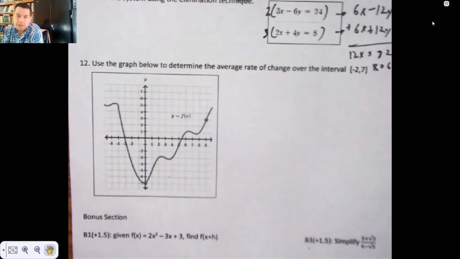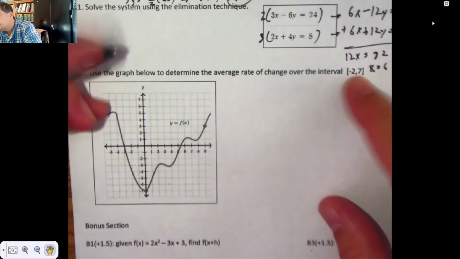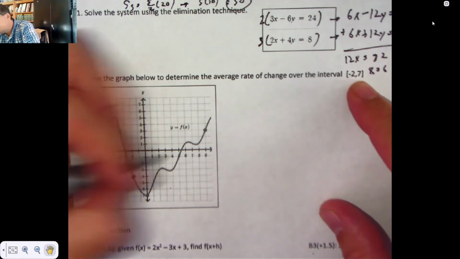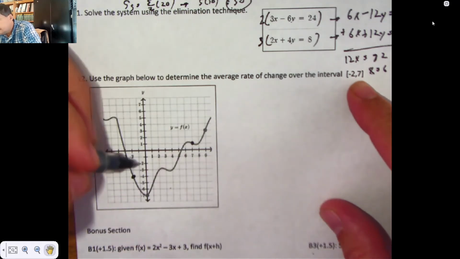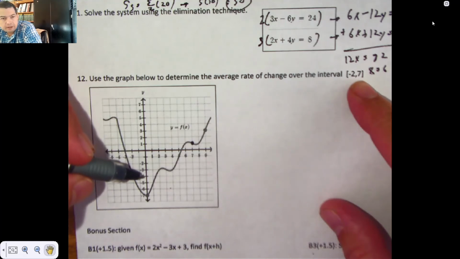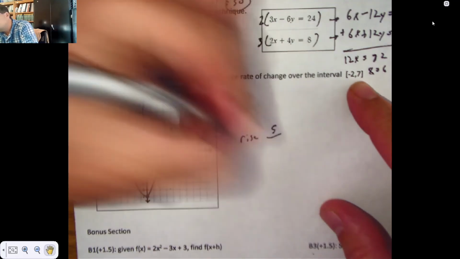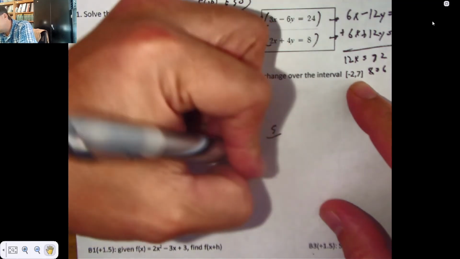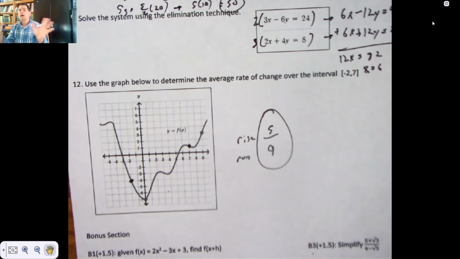Use the graph below to determine the average rate of change over the interval negative 2 to 7. Shouldn't be hard. So x is negative 2, I'm right here on the graph. When x is 7, I'm right here on the graph. Now, I am actually rising from negative 4 to 1. I rise 5. I am running from negative 2 to 7. I run 9. Ta-da! 5 ninths, kids.